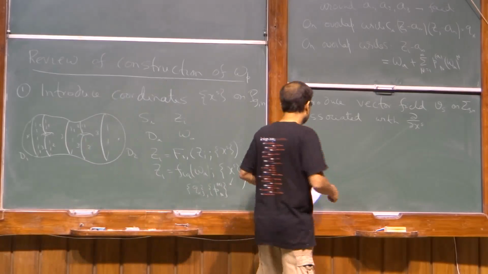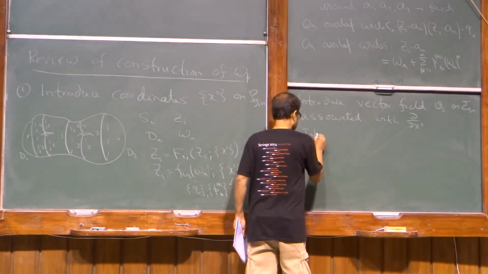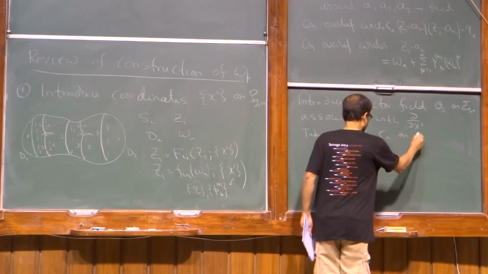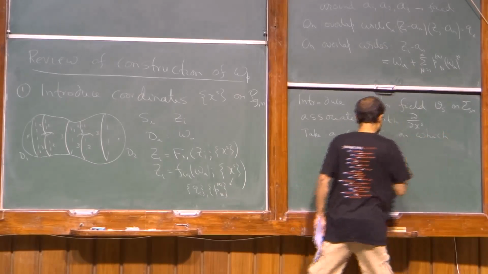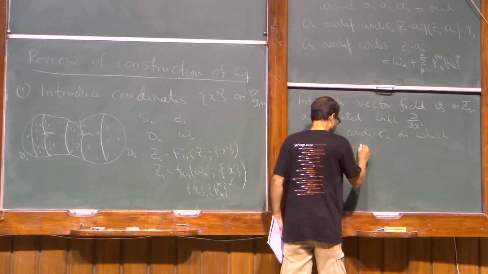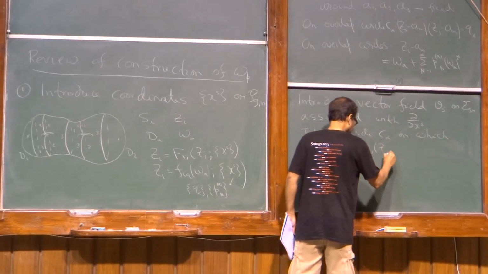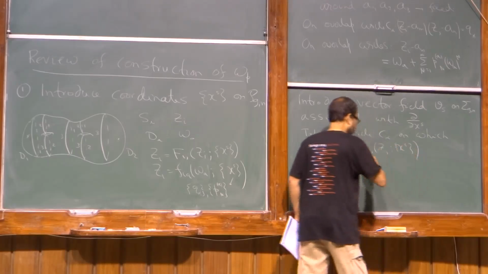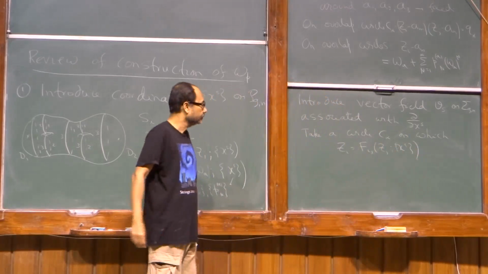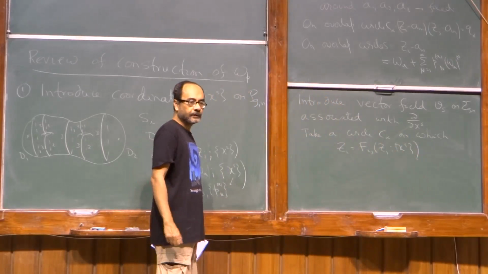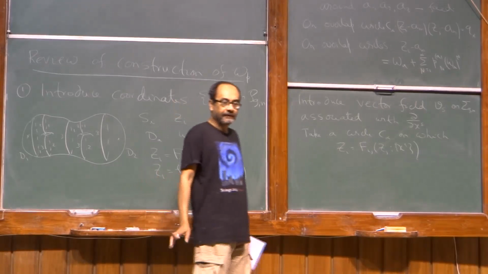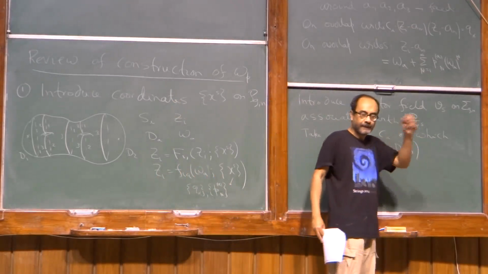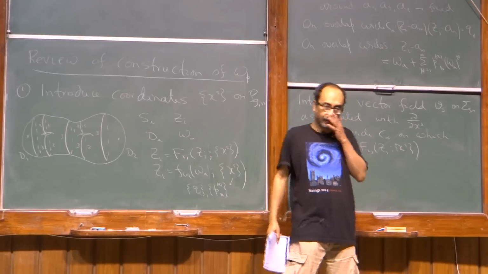So take a circle C alpha on which the transition functions are of this kind: Z_i equals F_ij of Z_j and x_s. I may not always write the x_s, but it's understood. All the F_ij's depend on x. Are V_s vector fields on the whole of the Riemann surface, or just on the circle? On the circles. So these are not globally defined vector fields. That's why I didn't put any arguments here. These vector fields are only defined around the circles.